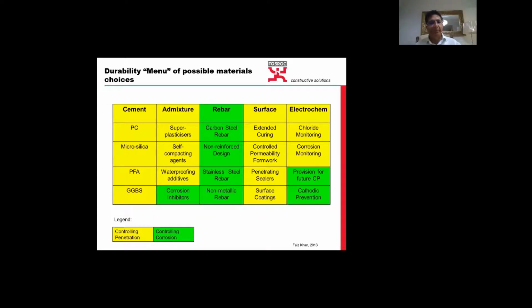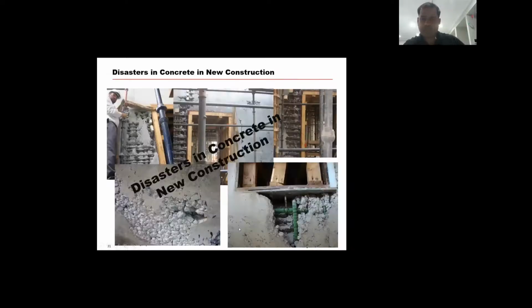So durability menu means these days concrete is being designed with a number of single blend, double blend, triple blend, fly ash, GGBS, supplementary cementitious materials, a lot of other admixtures, additives, self-compacting concrete, corrosion inhibitors and all that. But despite all that, we are having such great concrete, we have these types of problems. And none of my images are from Google or a website. They are all real pictures from different parts of the world.